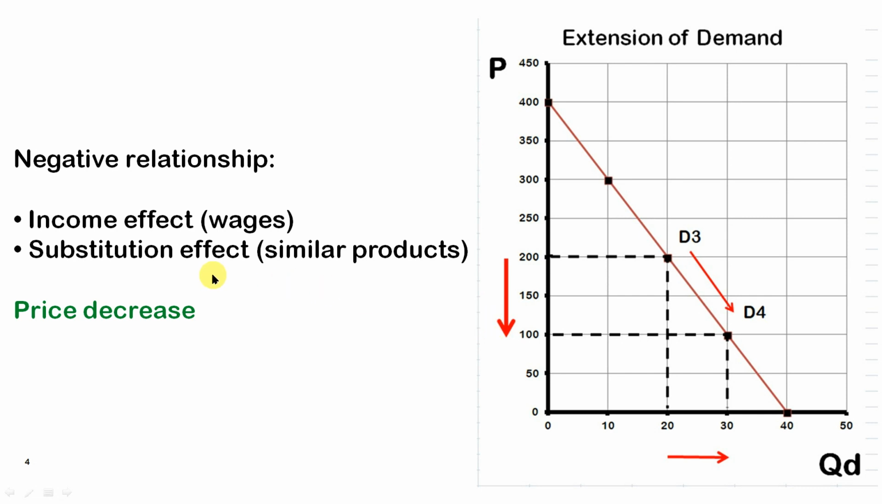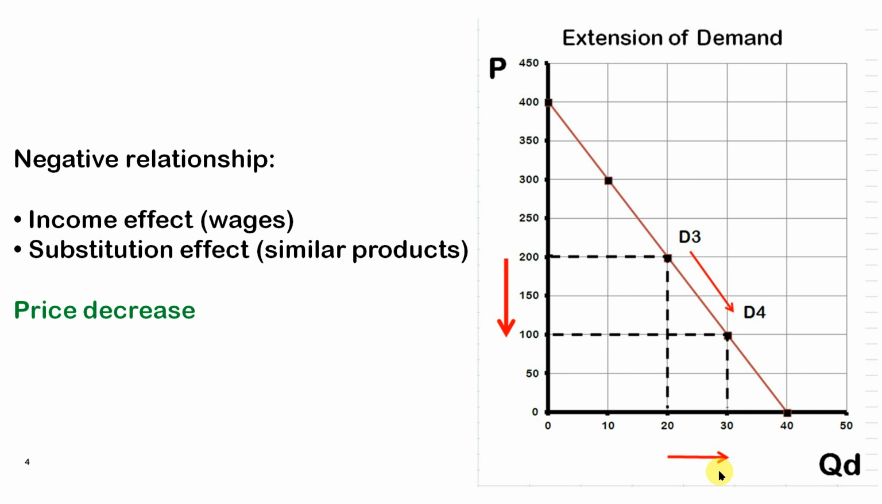And similarly, the substitution effect. If the price of a cup of tea decreases, you would probably want to purchase more cups of tea. You'd be able to purchase more and demand more of a cup of tea.